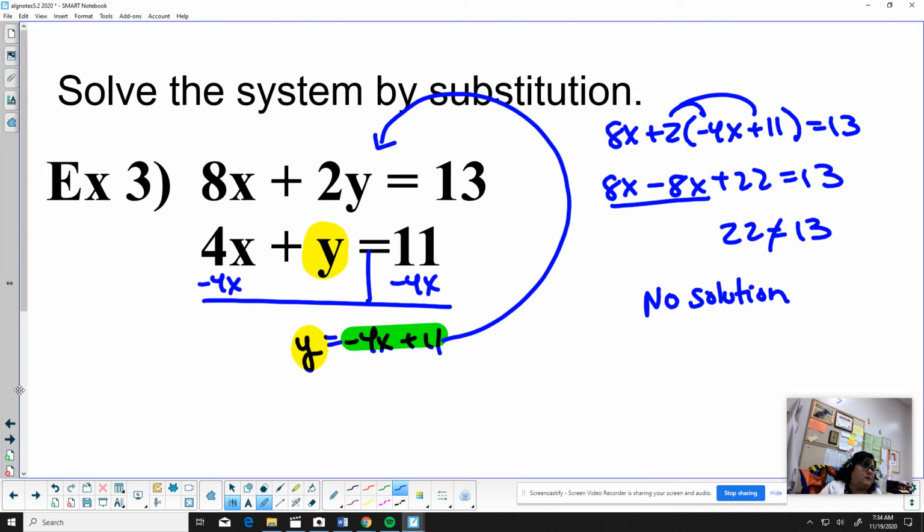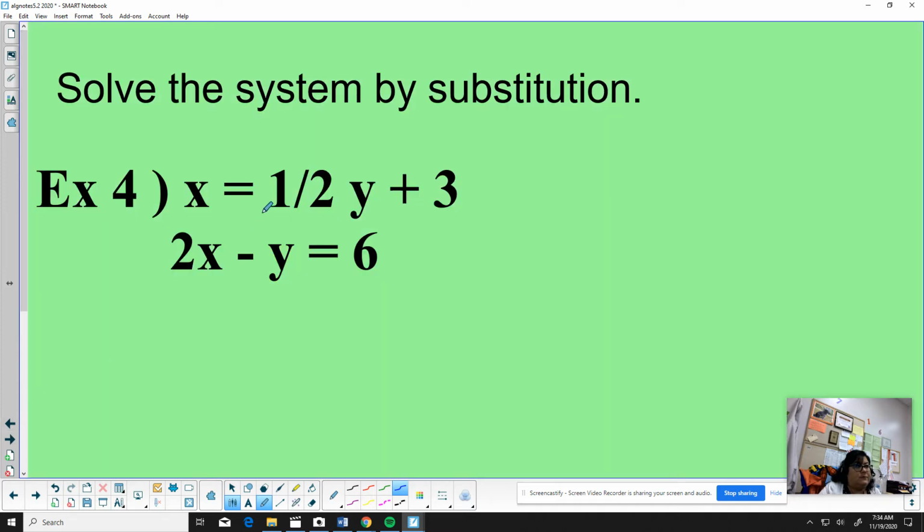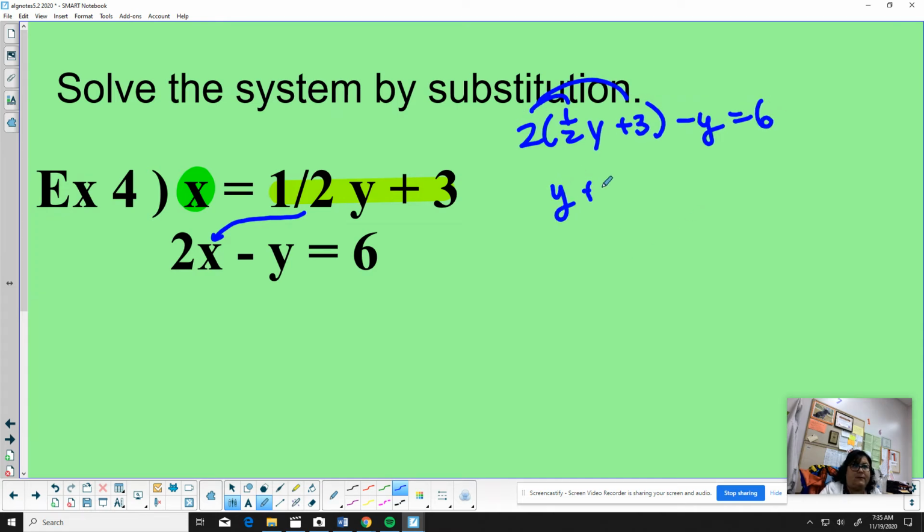All right. Number 4. I notice that x is solved right here. So I'm going to take all of this and put it into the other equation for x right there. So 2 times 1/2 y, let's change that, plus 3, and then minus y equals 6.